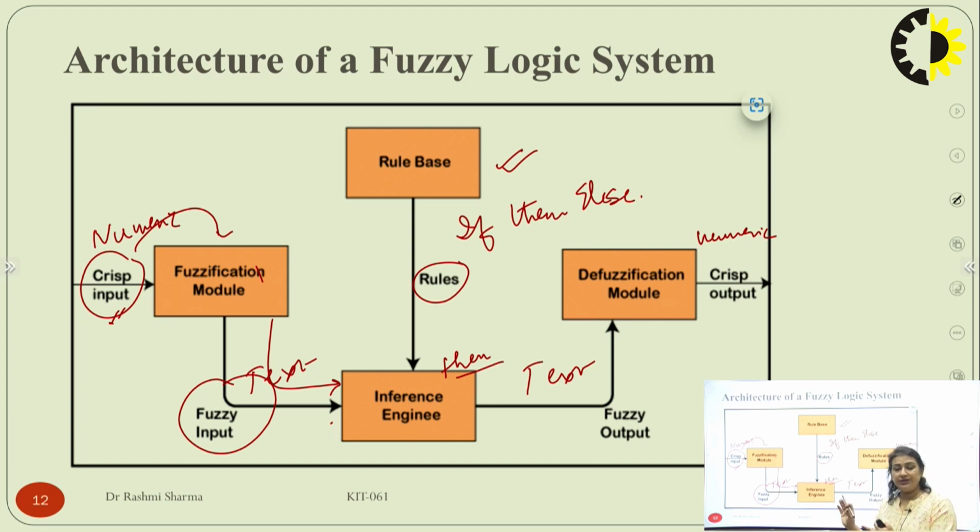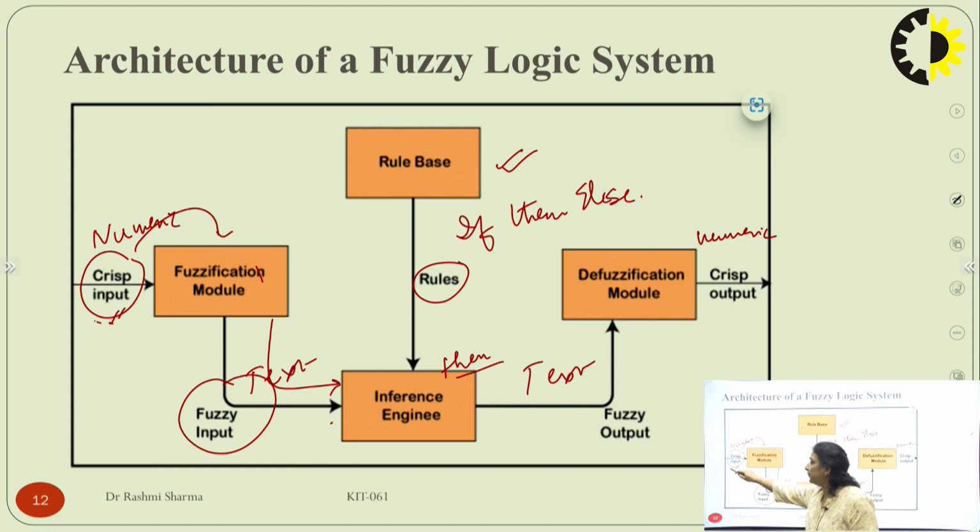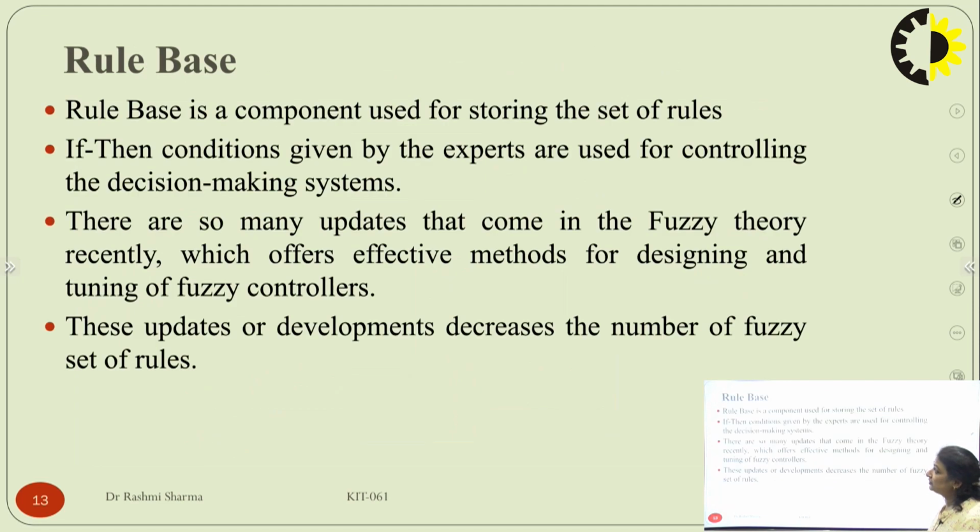So I have to see that whatever the user writes gets converted into this particular numerical form, and this numerical form is given as an input. Then it converts into a textual form which our inference engine understands. Then this textual form is again converted into the crisp value. So this is the architecture of a fuzzy logic system.